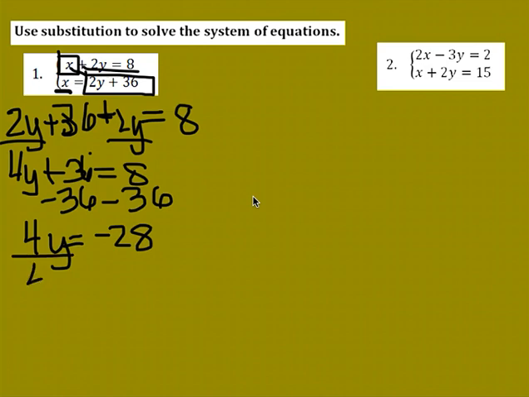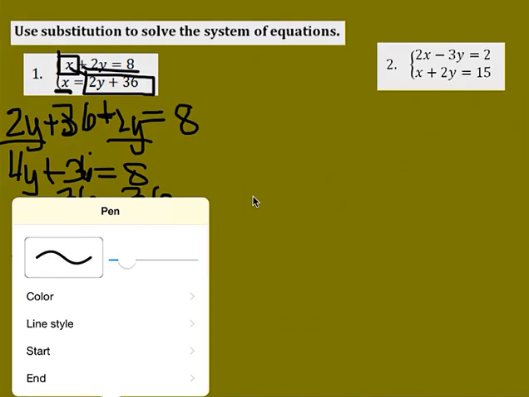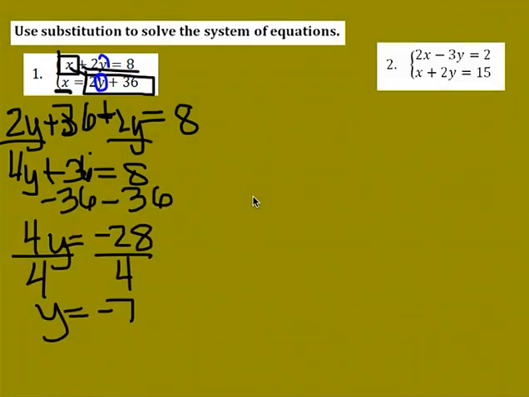Now I'm going to solve that for y. Divide both sides by 4, and I get that y is equal to negative 7. So now I know what y is, and I have a choice. I can plug that in for y here, or I can plug it in for y here. To me, it makes more sense to plug it into this bottom equation because it's already solved for x.